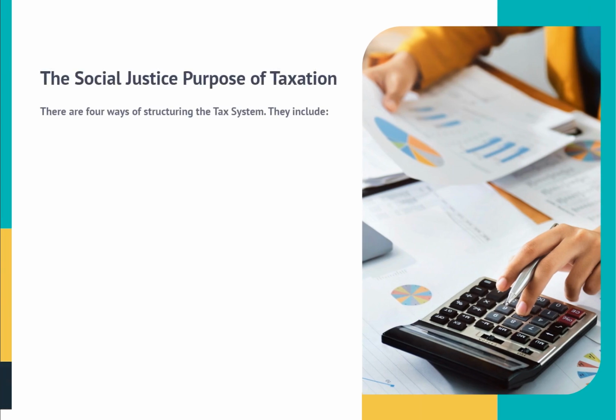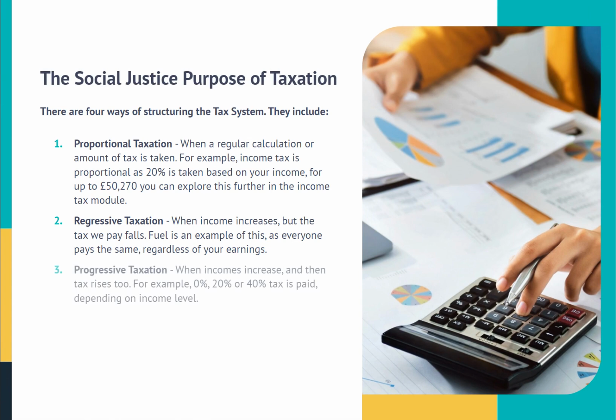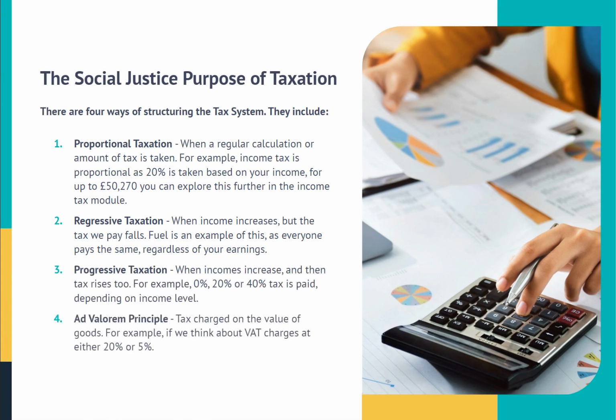The social justice purpose of taxation. There are 4 ways of structuring the tax system. They include: 1. Proportional taxation, when a regular calculation or amount of tax is taken. For example, income tax is proportional as 20% is taken based on your income for up to £50,270. You can explore this further in the income tax module.